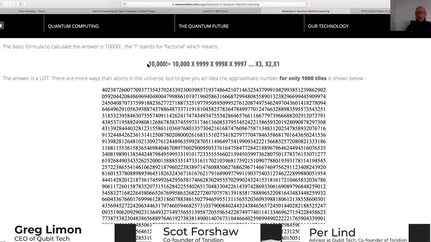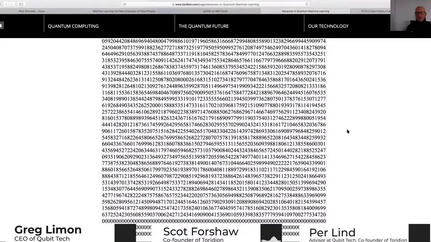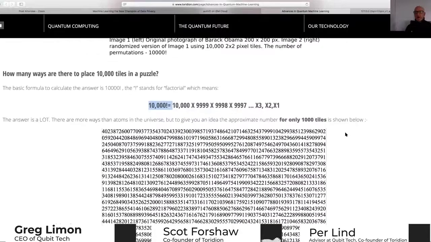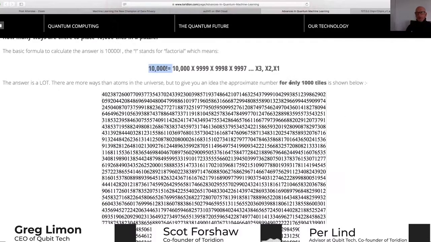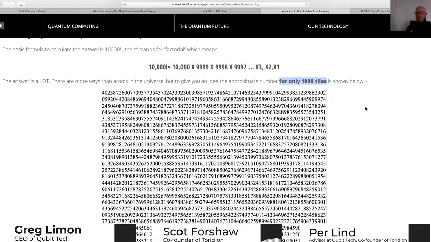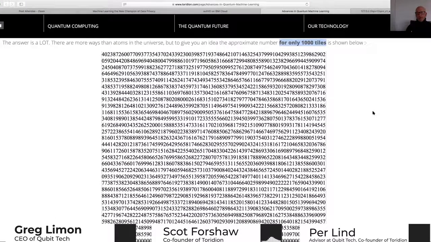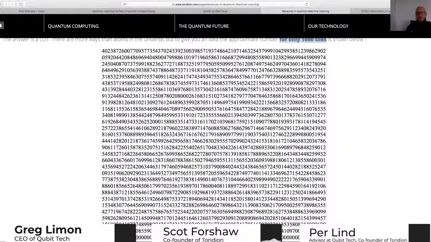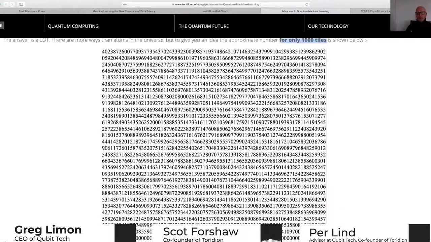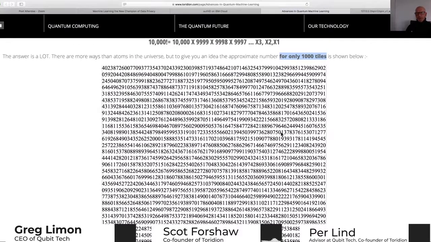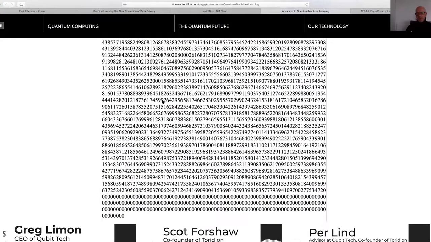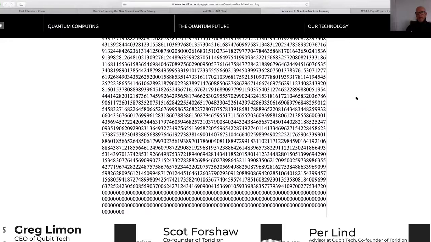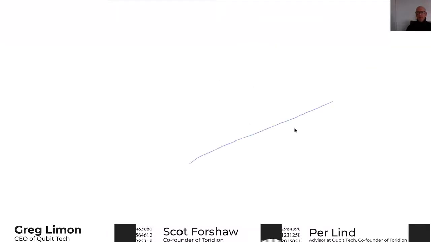So actually for a 10,000 factorial puzzle, there is almost not enough time to count how many ways you can rearrange the puzzle. So I calculated this for 1,000 tiles. And the number of ways that the puzzle can be rearranged is this number here that you see. So it's a very, very big number already. But actually for 10,000 pieces, it is more like 500 pages of this number. That's how many ways there are to do this puzzle.